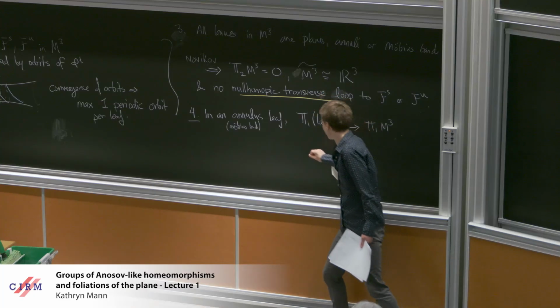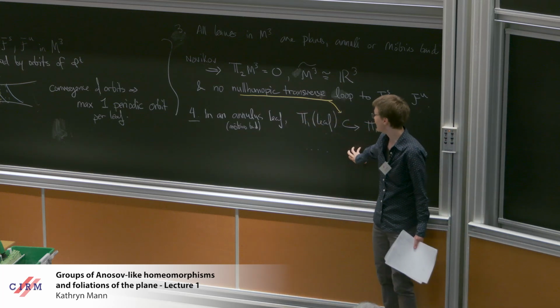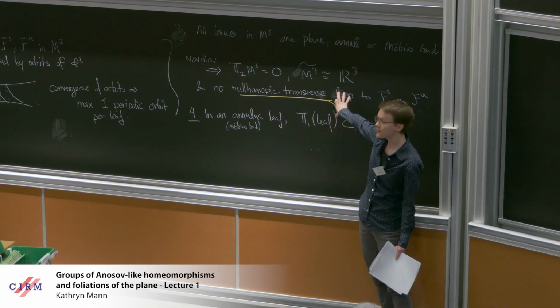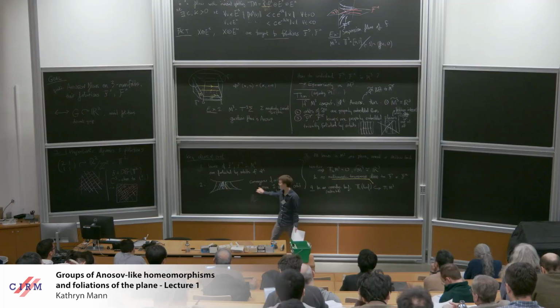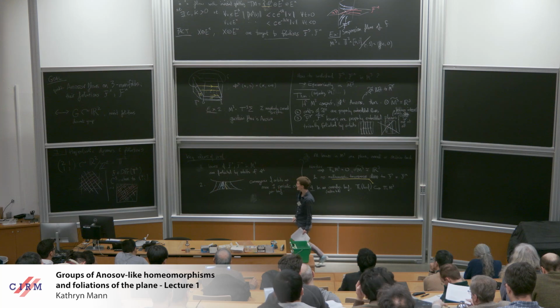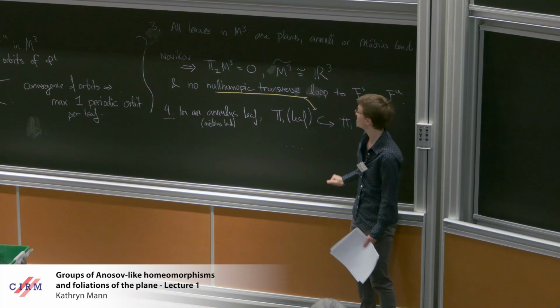Okay, so I leave the details. This is not what I want to spend my whole talk on. Fill in the details as an exercise, but these are the essential ingredients that you need to know. The convergence of orbits really restricts the topology of the foliations, and Novikov's theorem buys you the rest.